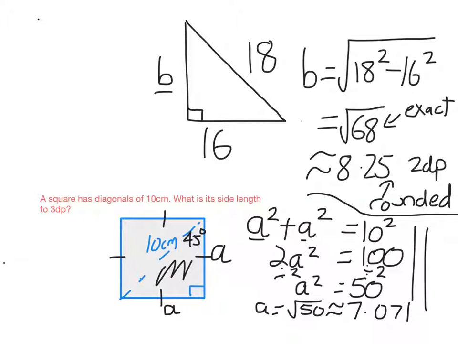So this is the process you use when you have a right-angled isosceles triangle. You know the hypotenuse and you want to find the length of the shorter two sides.